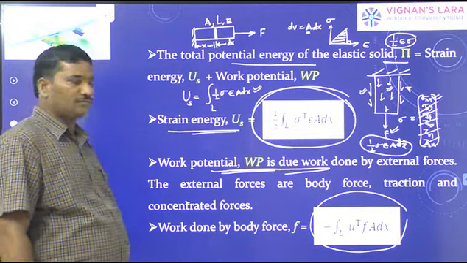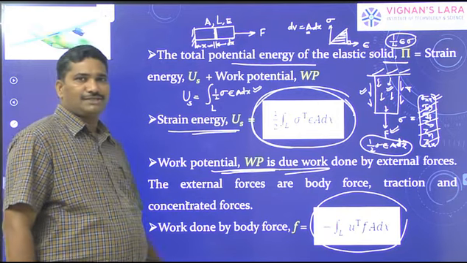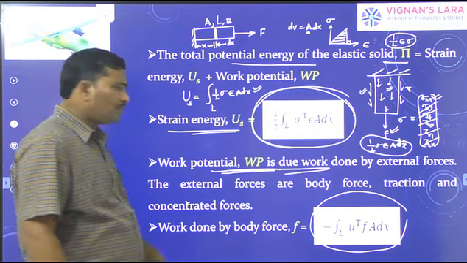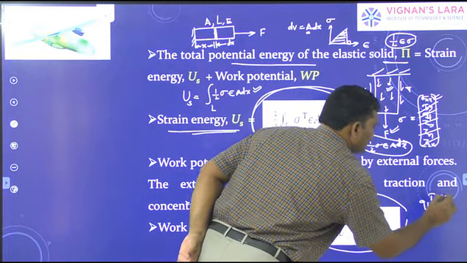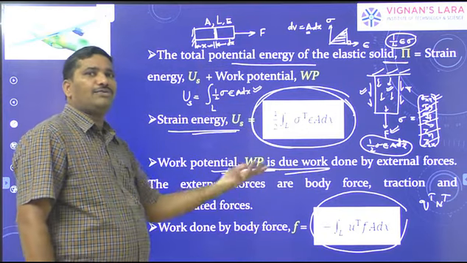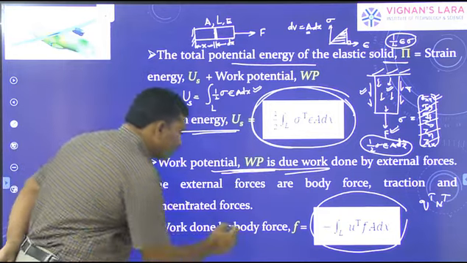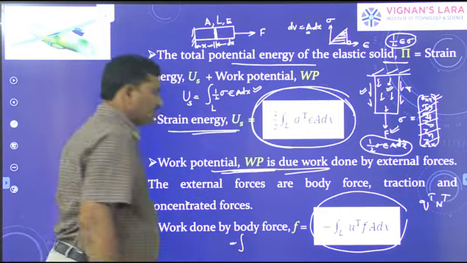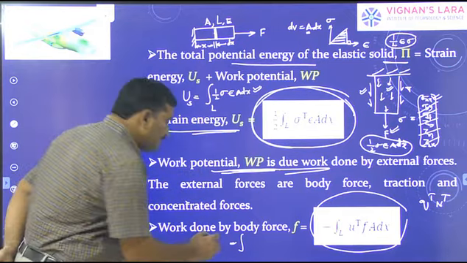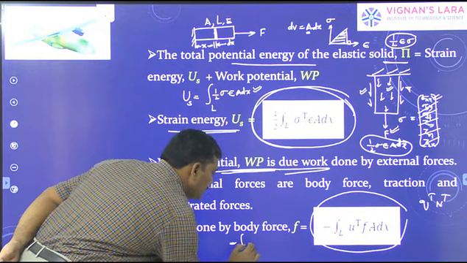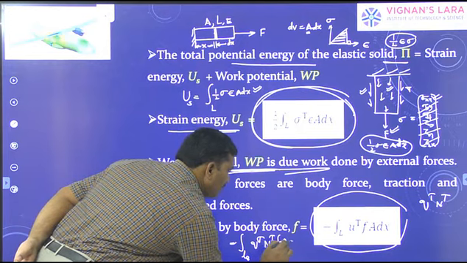See here. U transpose into FA into dx. What is U transpose? U transpose is simply Q transpose into N transpose. That is what I have written in my expression. Therefore, this equals integral over the length of the element Q transpose into N transpose into F into A into dx.